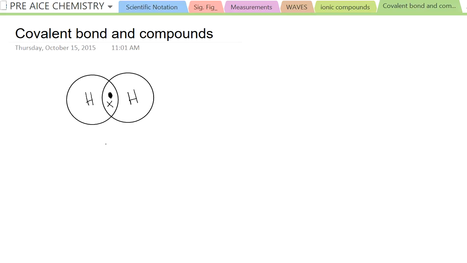Like a Venn diagram where we represent the electrons, and the electrons that are in the intersection of that Venn diagram do not belong to either one alone, but they belong to both together. Yes? So that was the dot and cross diagram.